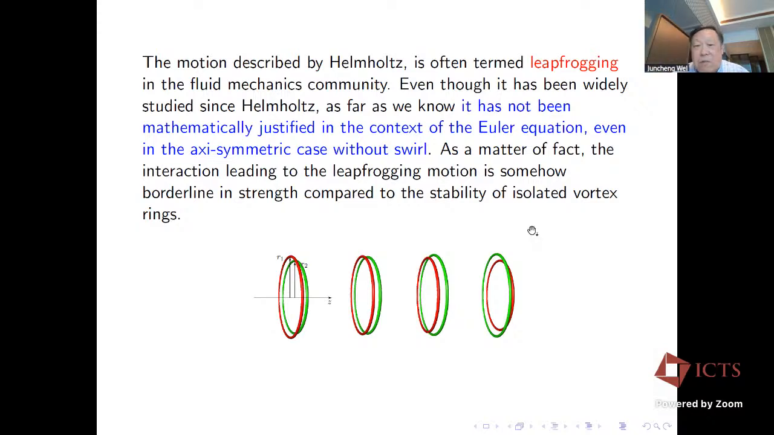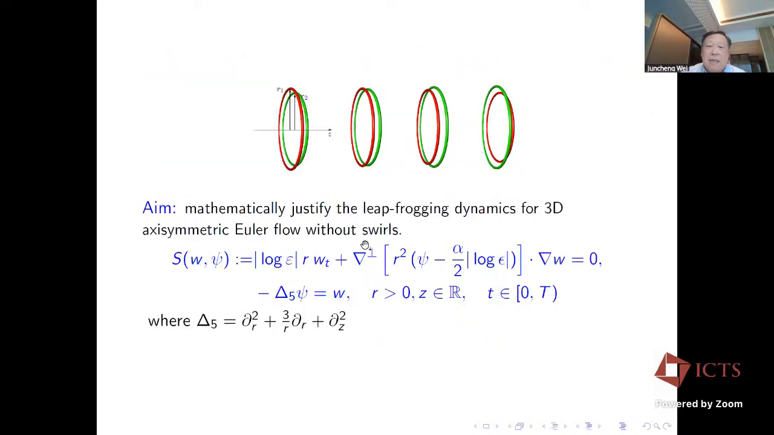This is the leapfrog. So the question is, can we get a rigorous proof of this leapfrog for the 3D Euler flow? Okay, and this is the next theorem I'm going to state. I'm going to use the gluing method to prove this. So we want to mathematically justify the leapfrog dynamics for the 3D axially symmetric Euler flow without a swirl.